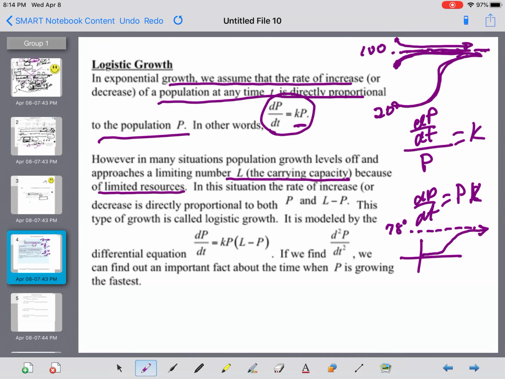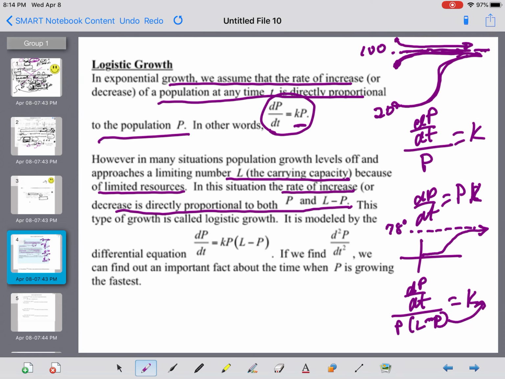limited resources. In this situation, the rate of increase, and by the way, you should be following along in the notes that I sent you, or you can just look at this, is directly proportional to both P and L minus P. And so you get a proportion like this. The rate of growth, they found, is directly proportional to a population if it has a limiting factor, which in reality all populations would. So this is a direct proportion, and then they multiplied it times this side.